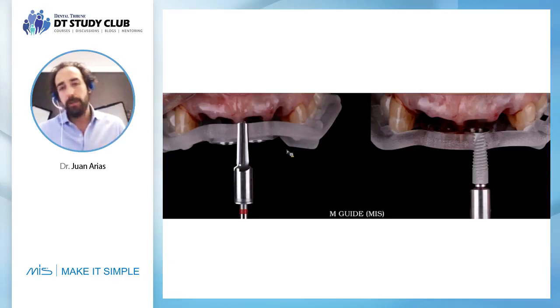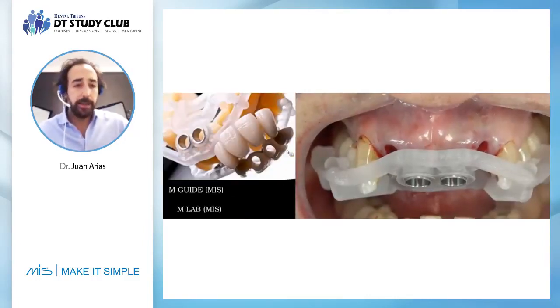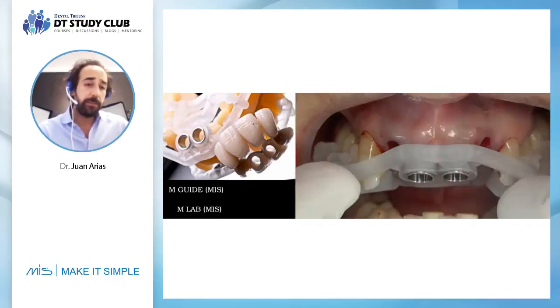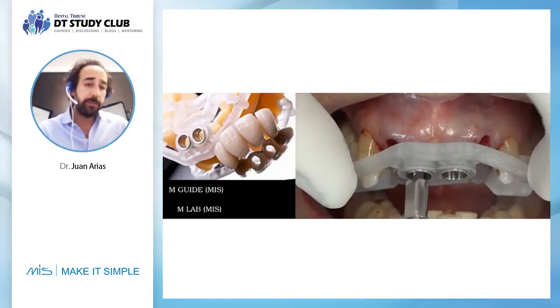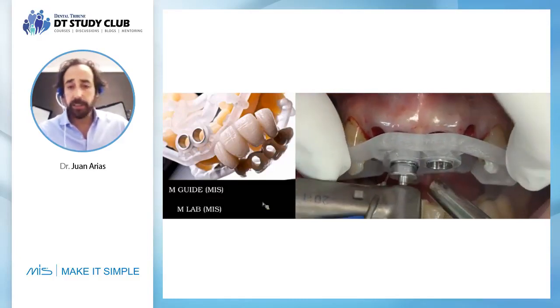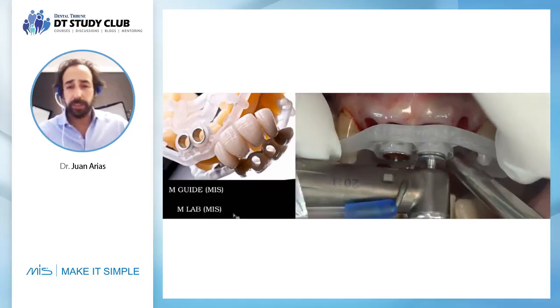There's no flap there. The healing is a lot better. So it's important to try different systems. And I recommend this system because it's very precise. So these are the provisionals that the M-lab provided, and the M-guide here. The provisionals, and we just have to work with this drilling. You've got the length, the position.